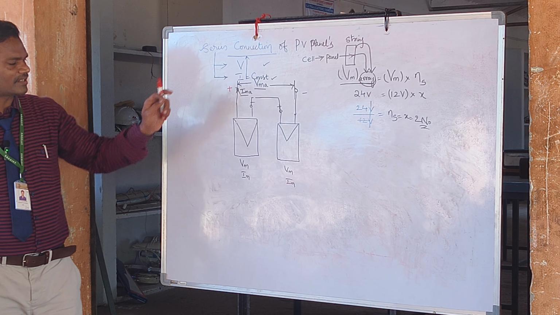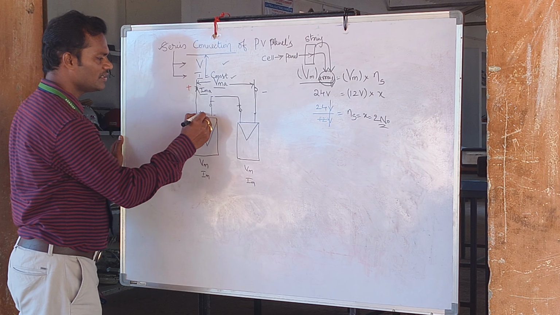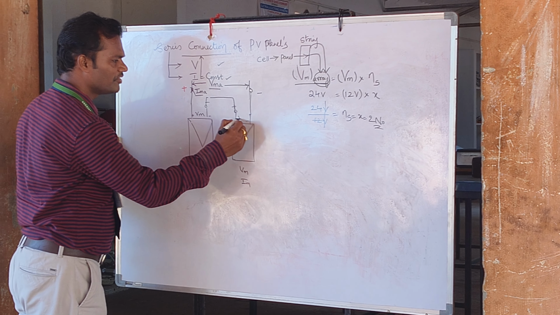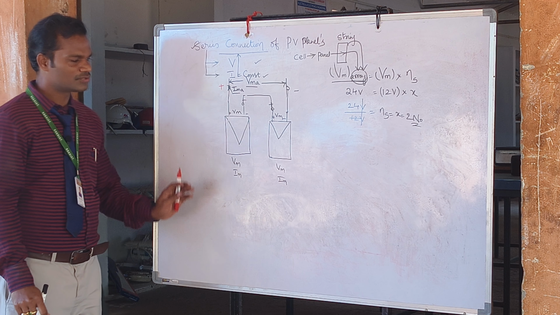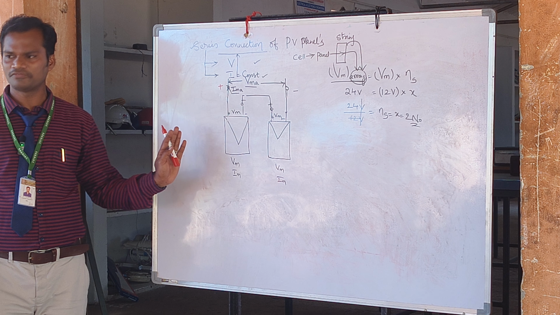Okay, we need to calculate all these two. So now we see here, what is the voltage at these two terminals? Vm. What is the voltage of these two terminals? Vm. Sir, how to calculate this? Okay, so let's try to, since we are more professional with electrical engineering, we'll try to apply which rule?